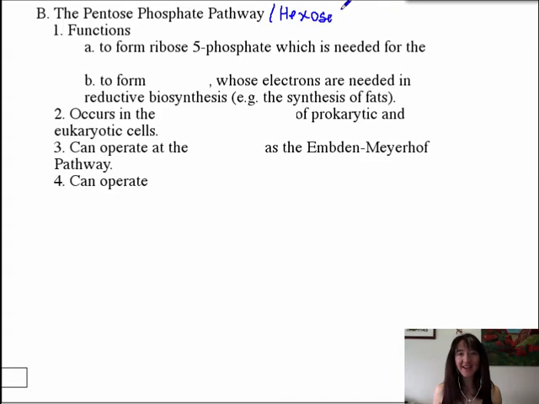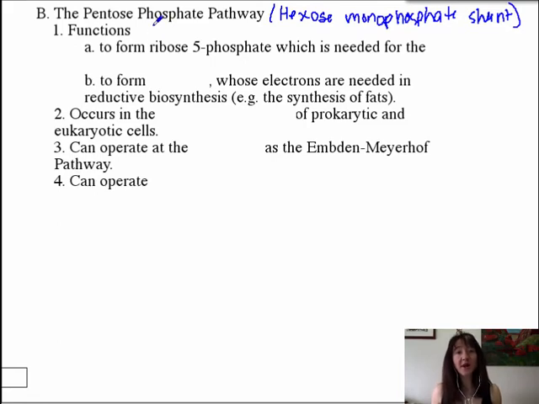shunt. We might also say, if you would like to add more parentheses here, that this is another glycolytic pathway. This is a second glycolytic pathway different than the Embden-Meyerhof pathway. And it's run at different times.